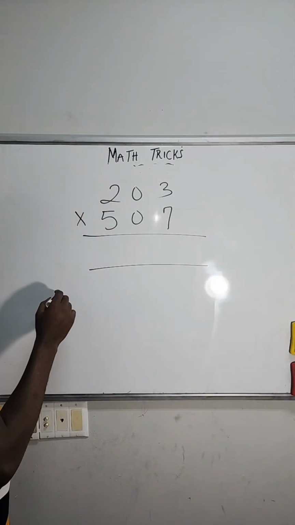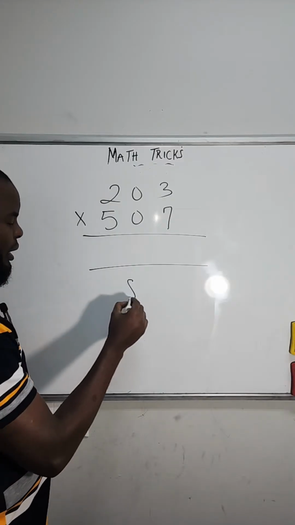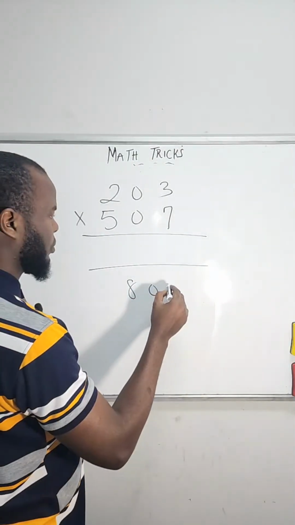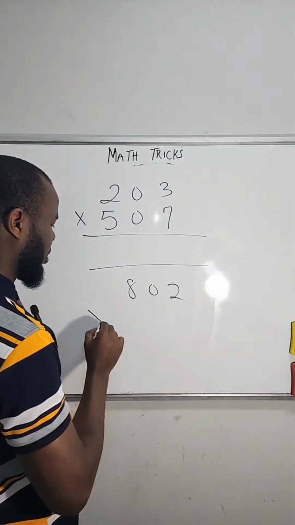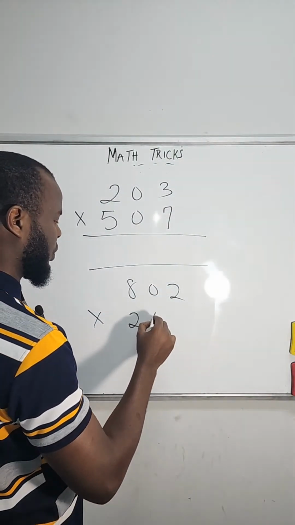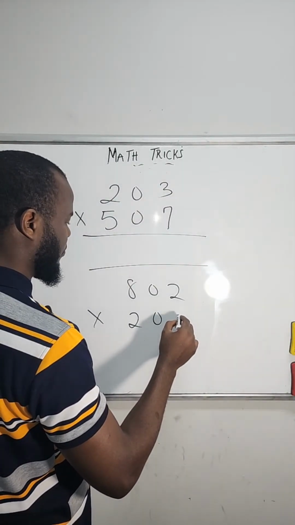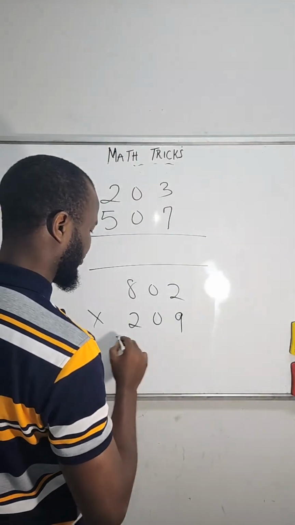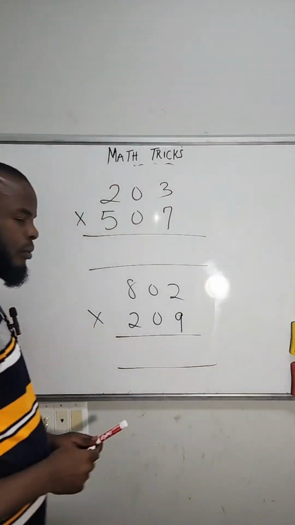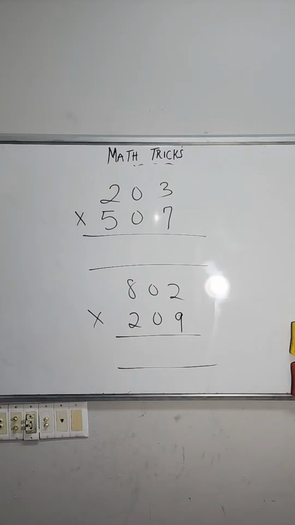And number 2, we have 802 multiplied by 209. Can you think about the trick you can use? One thing about this is that we have zeros in between. So this kind of work, how do you think we can do this?